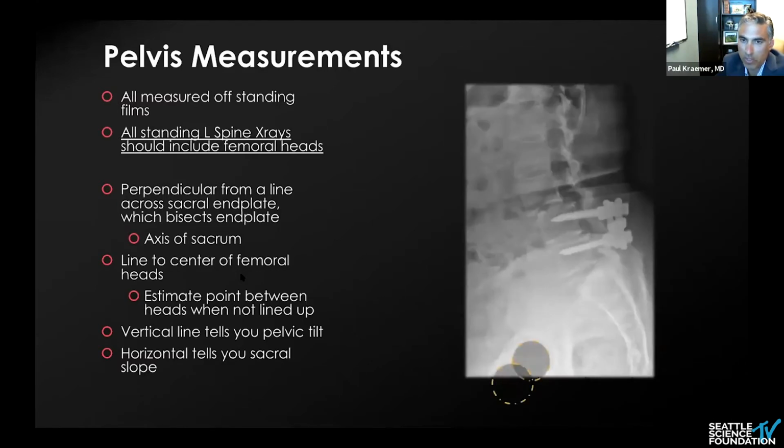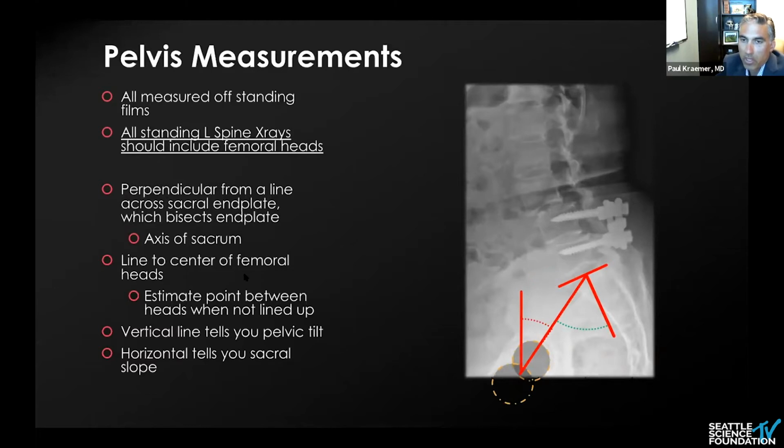And here are the X-rays of the lady we just saw. That's why I had Kayla present her first. We'll use her as an example. Here are her femoral heads. Here's our line, and our perpendicular gives us the axis of the sacrum. This angle is her pelvic incidence by definition. You can draw a line up traditionally from there, and then that angle is your sacral slope.